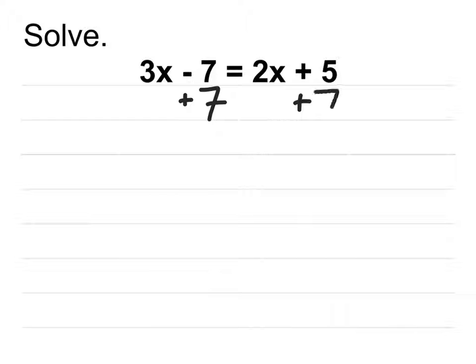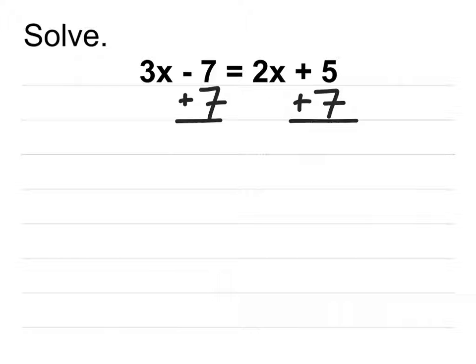Now, a little note about this adding the 7 here. There's 2 things I want to mention on it. One, make sure you're doing it to both sides of the equal sign. And the other thing I'll say is you didn't actually have to start there. Some of you might have started by moving this 2x to the other side. That would also be fine.